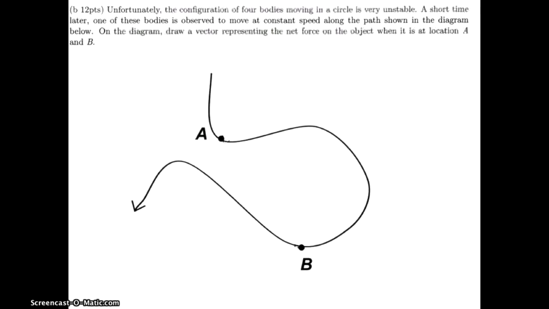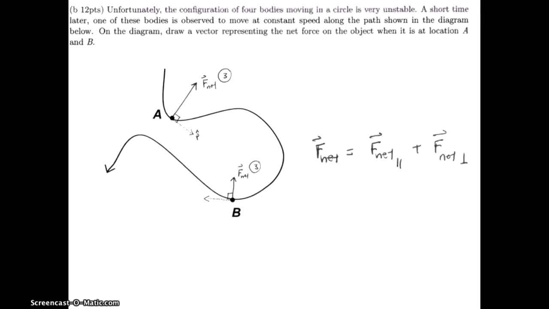Part B says, unfortunately, the configuration of four bodies moving in a circle is very unstable. A short time later, one of these bodies is observed to move at constant speed along the path shown in the diagram below. On the diagram, draw a vector representing the net force on the object when it is at location A and B. Since velocity is constant, F net is equal to F net perpendicular.